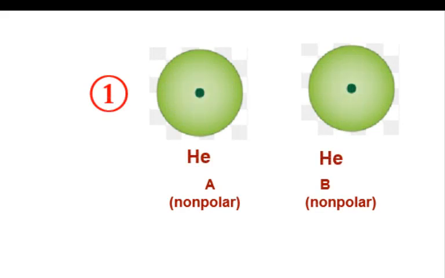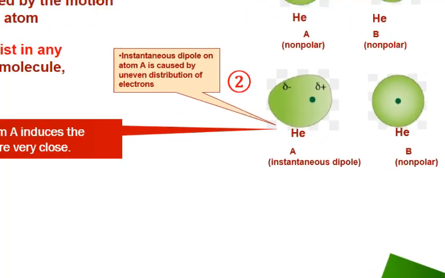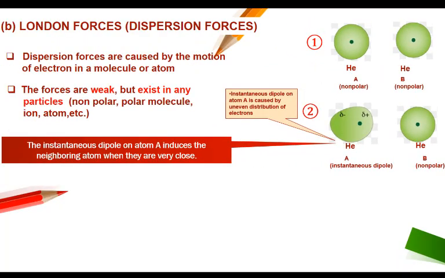Let's say we have two atoms of helium close together. As we know, a helium atom is a nonpolar atom. I assign this as A and another helium as B. At any instant, an uneven distribution of electrons occurs in atom A. So, there are more electrons on one side than the other side, which makes atom A an instantaneous dipole. The instantaneous dipole on atom A induces the neighboring atom B when they are very close.